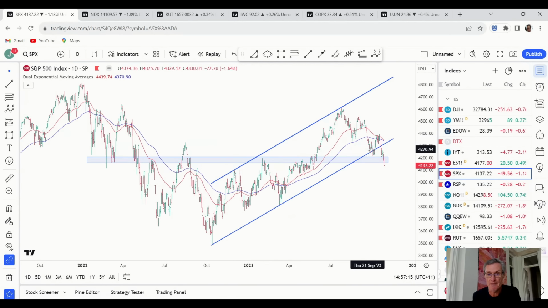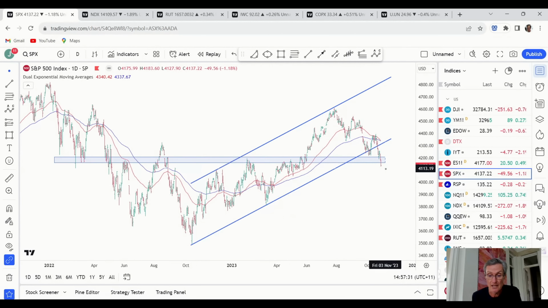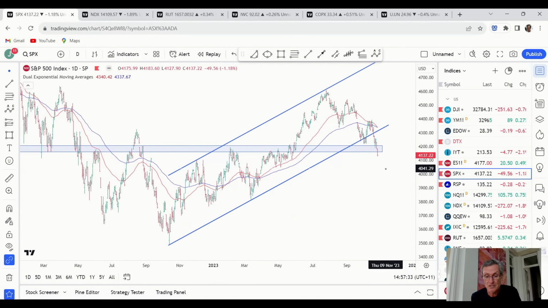4,200 has been a key level pretty much over the last year. You can see how it's been this technically active region. So this break that we're currently seeing, I think it is a really significant event that we need to pay close attention to.